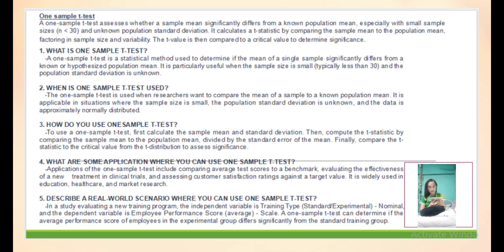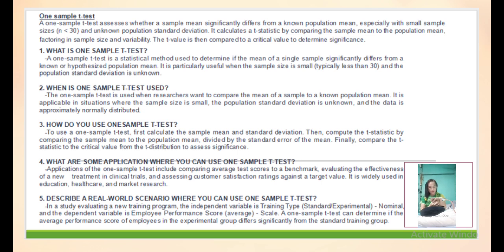Number 2. What is one sample t-test used for? The one sample t-test is used when researchers want to compare the mean of a sample to a known population mean. It is applicable in situations where the sample size is small, the population standard deviation is unknown, and the data is approximately normally distributed.